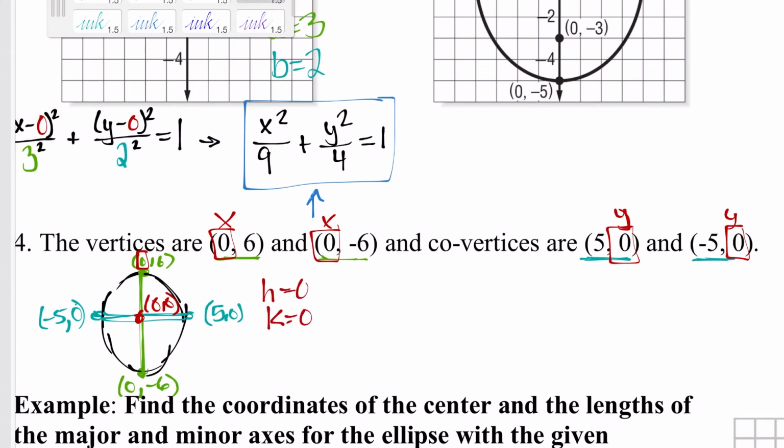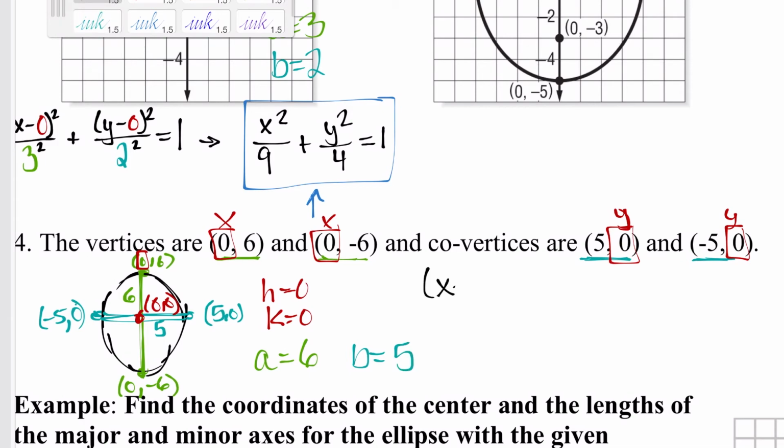In order to go from the center to our vertices, that means I would have gone a measurement of 6. So from 0 to 6, we would have had 6. From 0 to 5, I would have gone 5 units. So a in this case, the largest one, is going to be 6. The b in this case is going to be 5 as the shorter. I can start plugging these in.